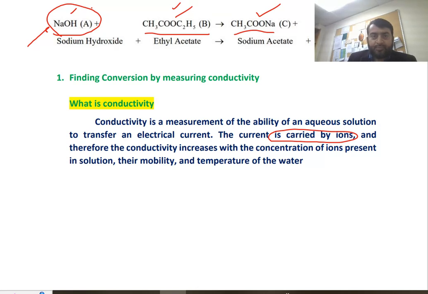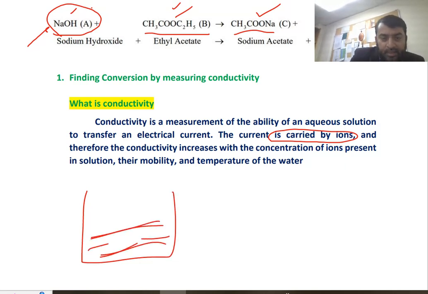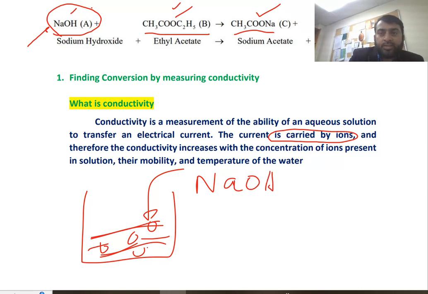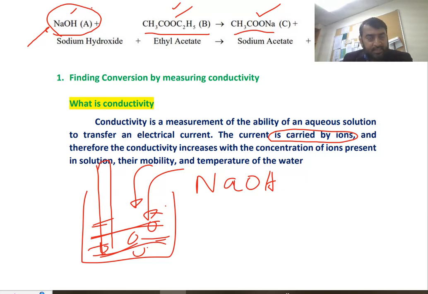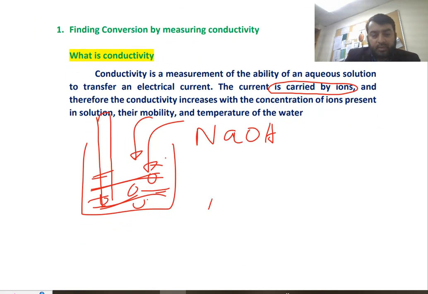For example, NaCl with water. If you have water and NaCl or NaOH, you put pellets of NaOH, and you measure the conductivity with the conductivity probe, it will read something. And you keep adding NaOH, conductivity will rise, right? Because the concentration rises, ions are increasing, so that will increase the conductivity.